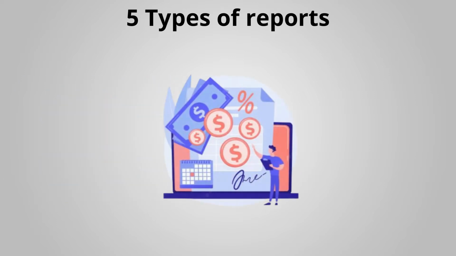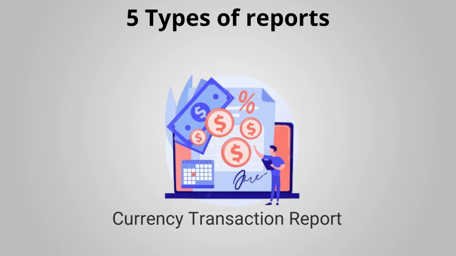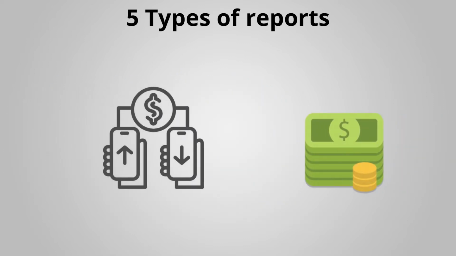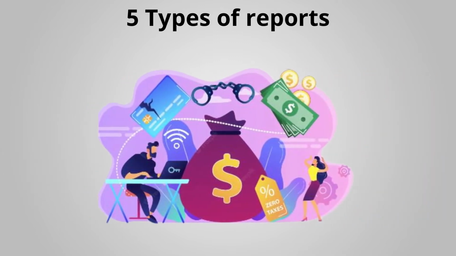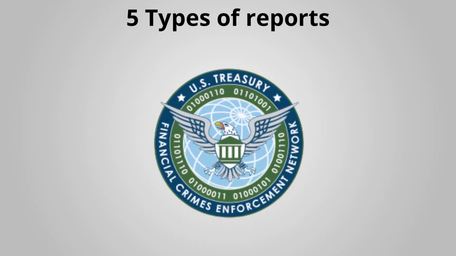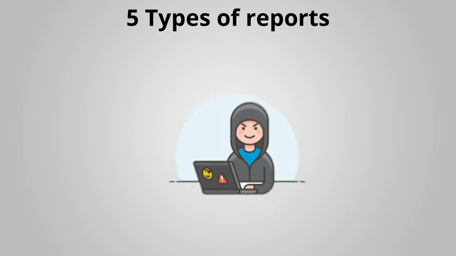Next is the Currency Transaction Report, CTR, which reports cash transactions exceeding $10,000 in one business day. The banks file a CTR with the Financial Crimes Enforcement Network, FinCEN. The body is charged with enforcing the BSA. Multiple CTRs filed on a single account may indicate that the account is being used for criminal activities.